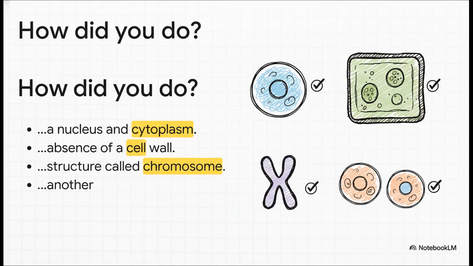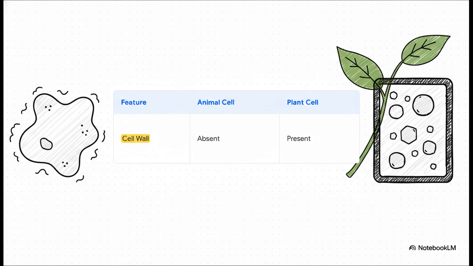The answers are cytoplasm, cell wall, chromosome, and independent. And that cytoplasm, by the way, is basically all the jelly-like goo inside the cell that holds everything in place. And here's a great little visual for that cell wall question. See? Animal cells don't have one, but plant cells do. It's kind of like their skeleton, giving them that rigid structure.